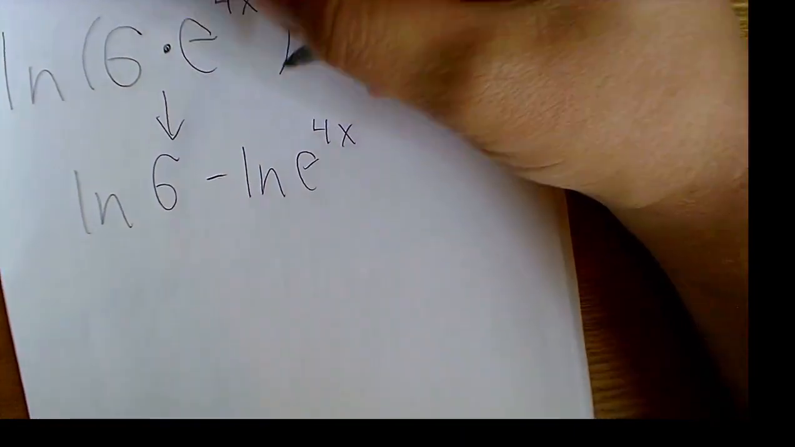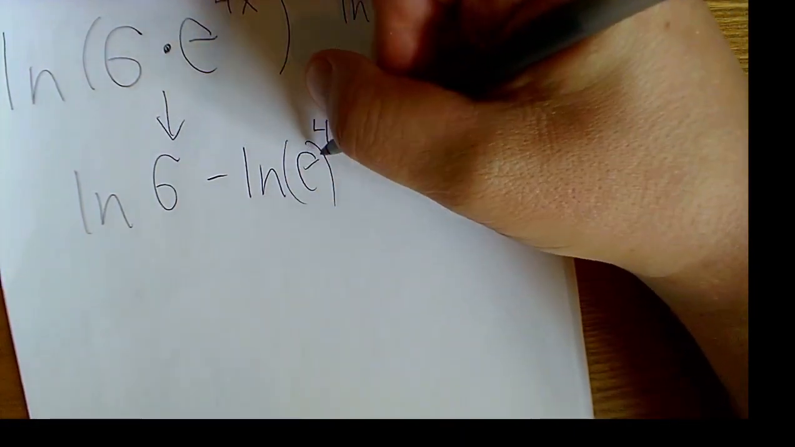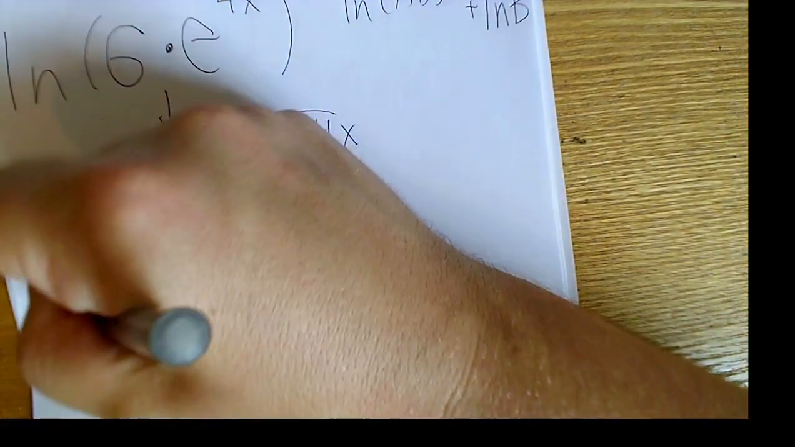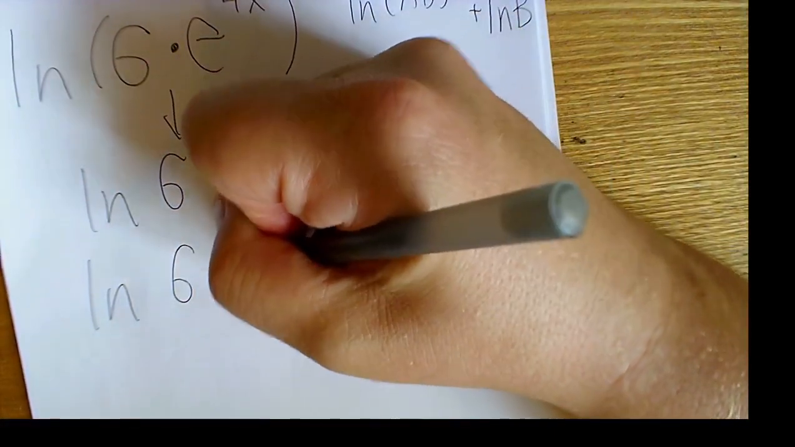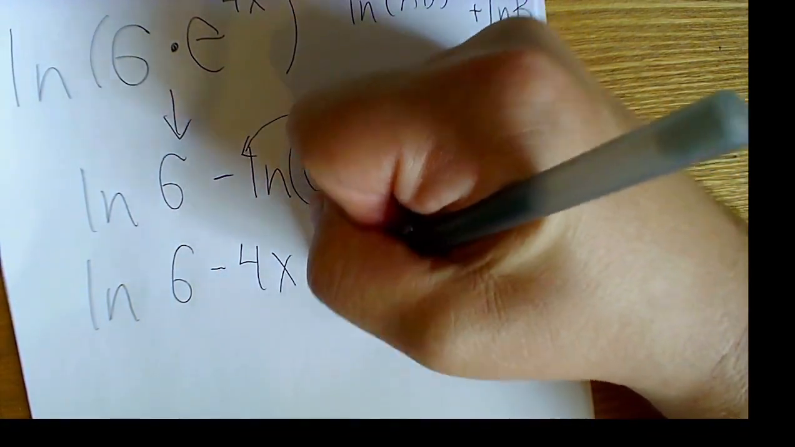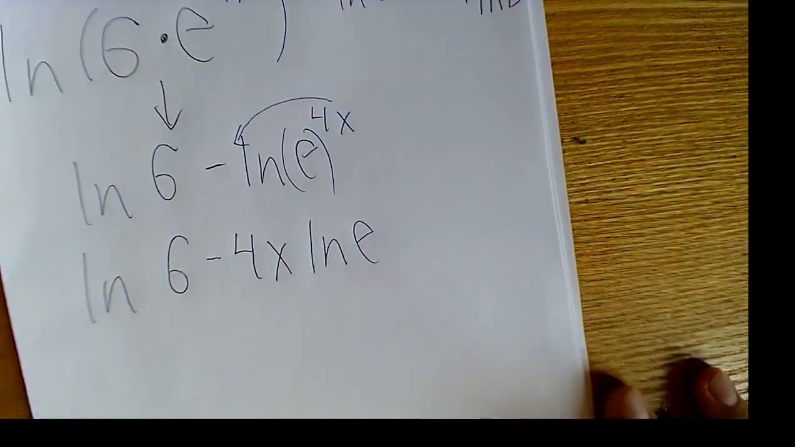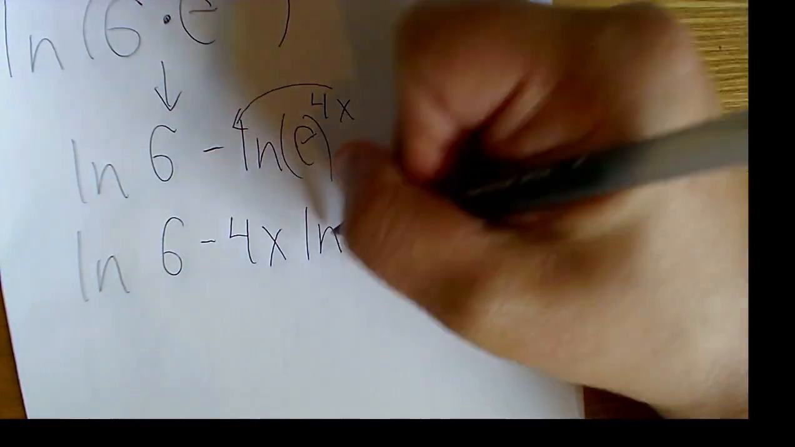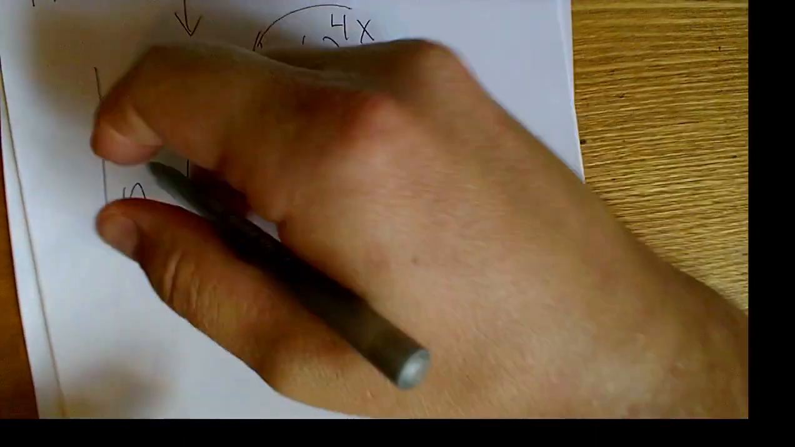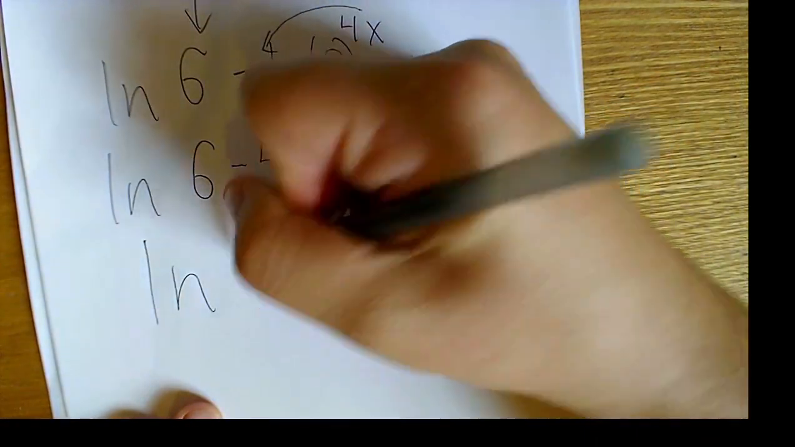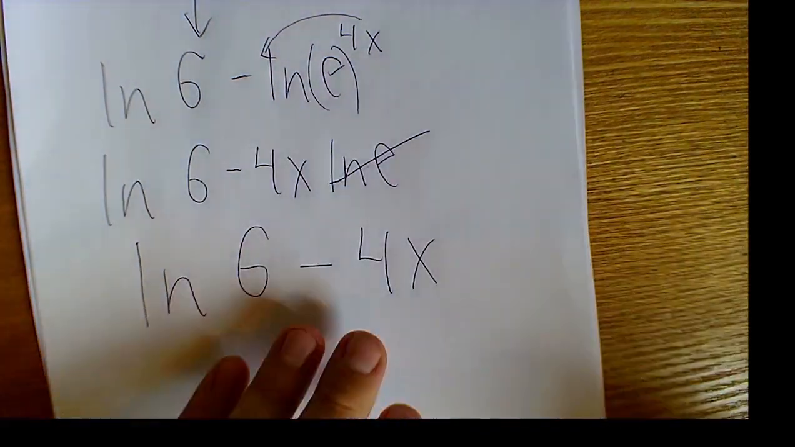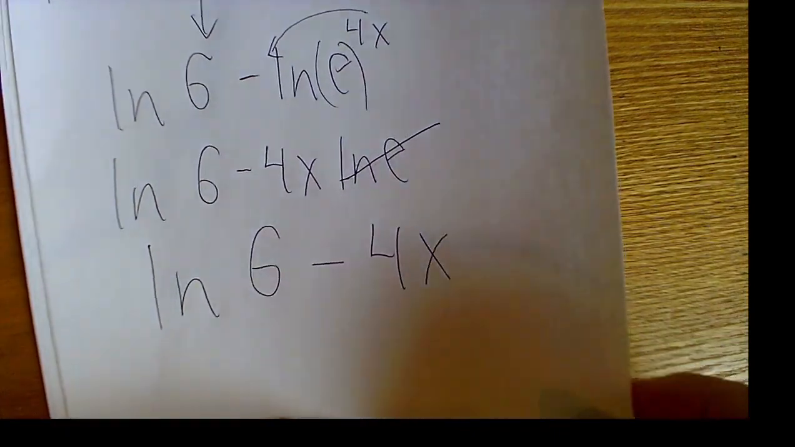Okay? Well, obviously, when you have ln of something to whatever power, you can bring that power down in front, right? So now we have ln of 6 minus 4x ln of e, right? And we remember the other rule, that ln of e is equal to 1, right? Well, we can cancel this out, so we're left with ln of 6 minus 4x. Easy enough. Now remember, we have to do the right side. So we have ln of 5 to the x.